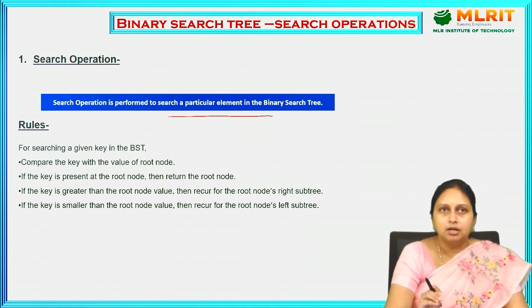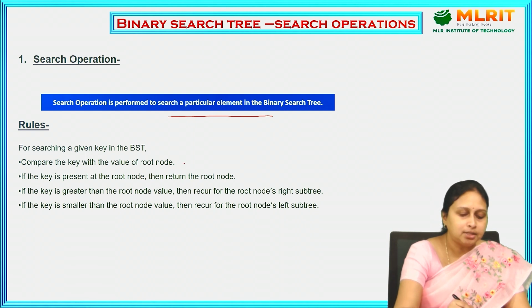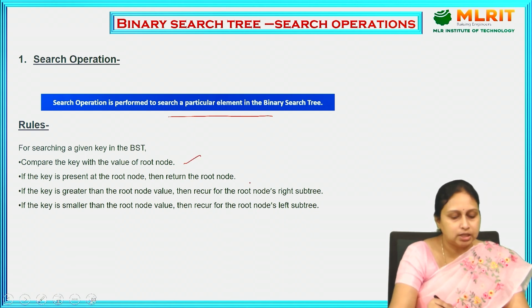Whether a particular element or node is present in the binary search tree or not, we need to verify, right? What are the rules we need to follow? Compare the key element with the root node. If the key element is at the root node, then return the root node.